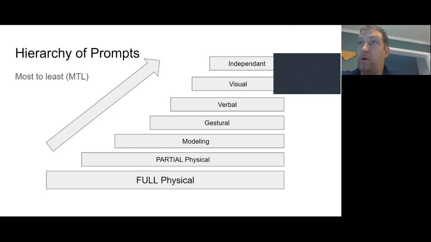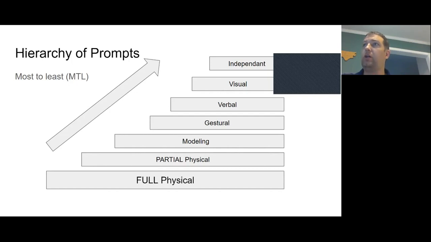Modeling, as we're going most to least. So for full physical, I need the most assistance. I need the most effort as the person helping the learner. Partial, I need the second most. Modeling is the third most, and it will look like one of 2 ways. You can model the full chain behavior, so I could do all 5 of the steps it takes to get a cup of water, or I could just model one of those steps.